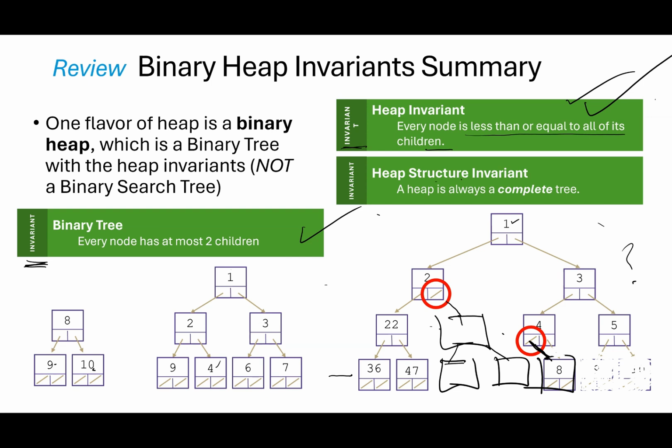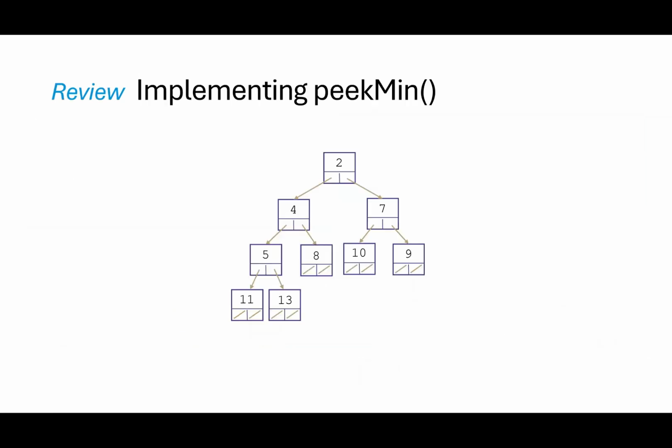Okay, so 3 invariants, very important for a heap to be a valid heap or priority queue. Okay, next. Now the operations: peek or peek min. Since we are talking about a min heap, right?